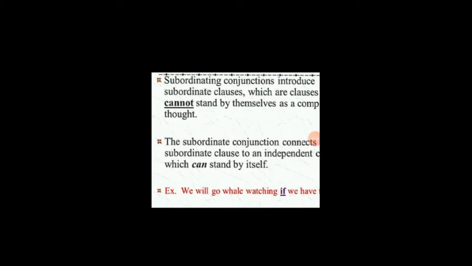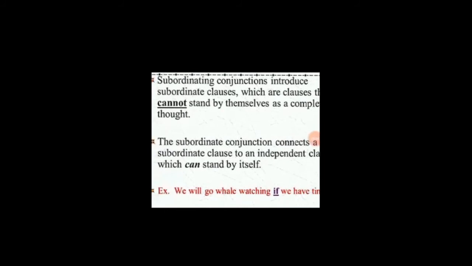So subordinate conjunctions are those conjunctions which are used when one sentence is a dependent clause and the other one is an independent clause. How? Let's see. For example, we will go whale watching if we have time, right? Now if is the subordinating conjunction, and where is the independent clause and where is the dependent clause? For that you just separate the two sentences. We will go whale watching. This is one sentence. Second is, we have time.